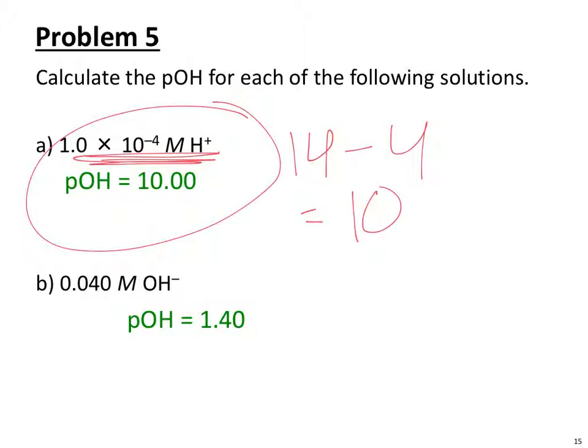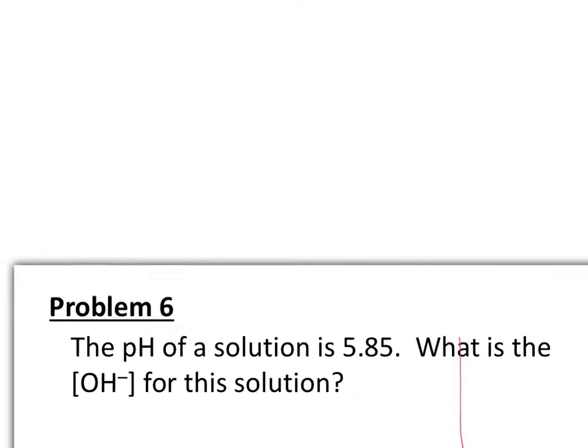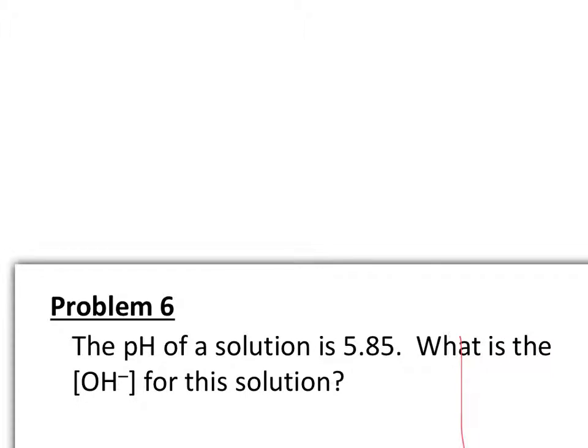Okay, all right. The next one: calculate the OH minus of a solution with pH 5.85. What is the OH minus for the solution? That's where that little hexagon thing would help. Go back to problem 3.